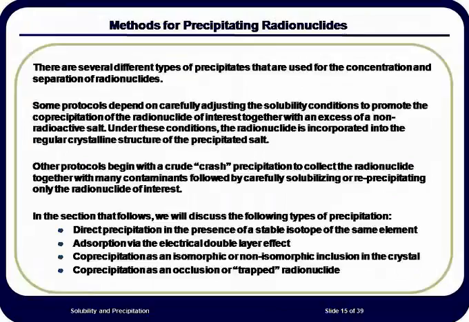In the section that follows, we will discuss the following types of precipitation. Number 1, direct precipitation in the presence of stable isotope of the same element. Number 2, adsorption of a radionuclide on a similar chemical precipitate via the electrical double layer effect. Number 3, co-precipitation as an isomorphic or non-isomorphic inclusion in a crystal. And number 4, co-precipitation as an occlusion or trapped radionuclide.